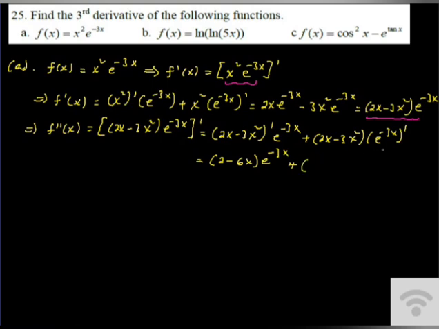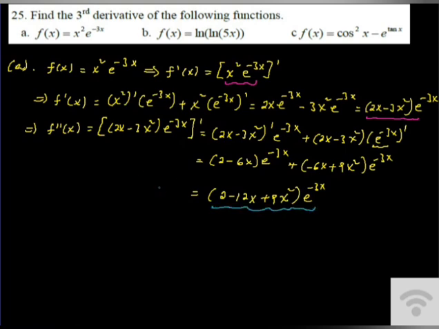plus take the derivative of e to the power of minus 3x, which is minus 3 times e to the power of minus 3x. The result is minus 6x plus 9x squared times e to the power of minus 3x. So we can collect like terms and write this like 2 minus 12x plus 9x squared times e to the power of minus 3x is our second derivative. This is the second derivative. Okay, so our second derivative is this one.